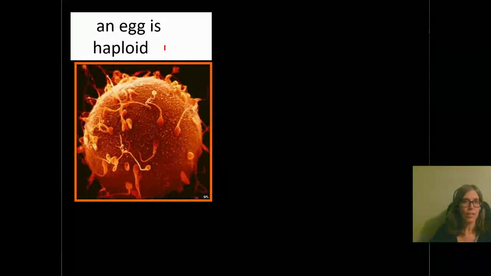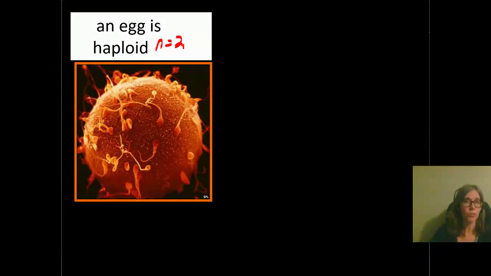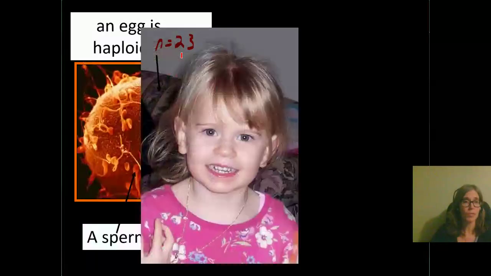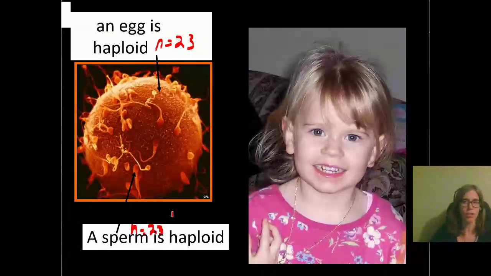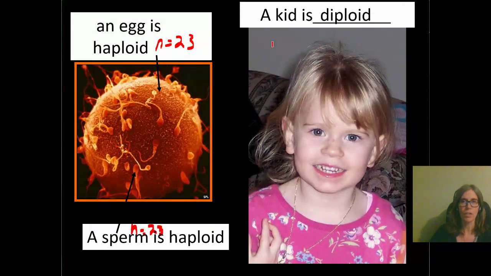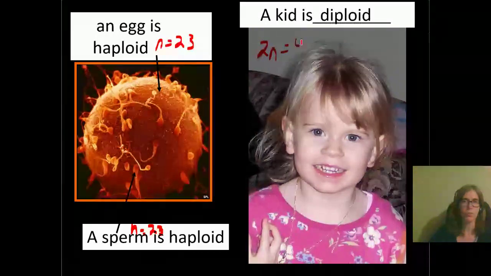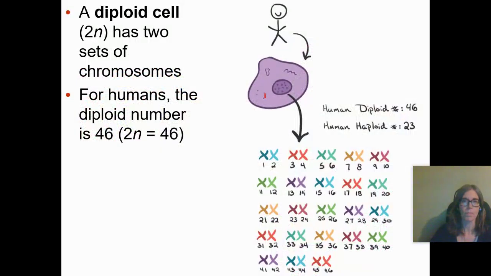So an egg is haploid. For humans, N is 23. A sperm is haploid. Again, N is 23. And an adorable child is diploid. 2N equals 46. So you can see they come in pairs, like this. And for humans, again, 46. So for humans, the diploid number is 46.